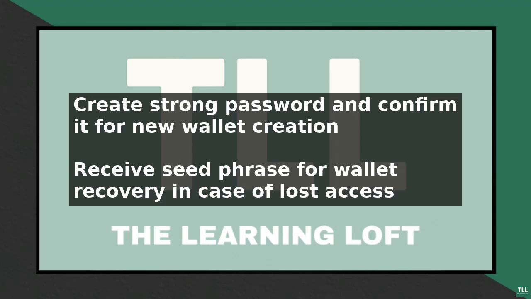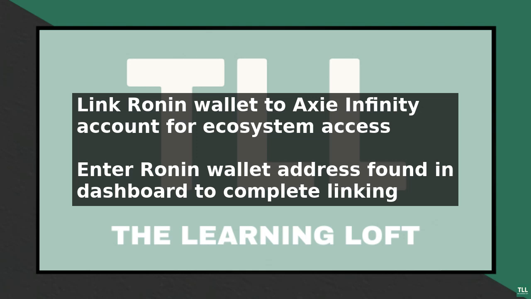To connect your wallet to the Axie Infinity ecosystem, you will need to link it to your Axie Infinity account. To do this, go to the Axie Infinity website and log into your account. Click on the Account button and select Link Ronin Wallet. You will be prompted to enter your Ronin wallet address, which can be found in the Ronin wallet dashboard. After linking your wallet, you can start using it to store, send, and receive assets within the Axie Infinity ecosystem.